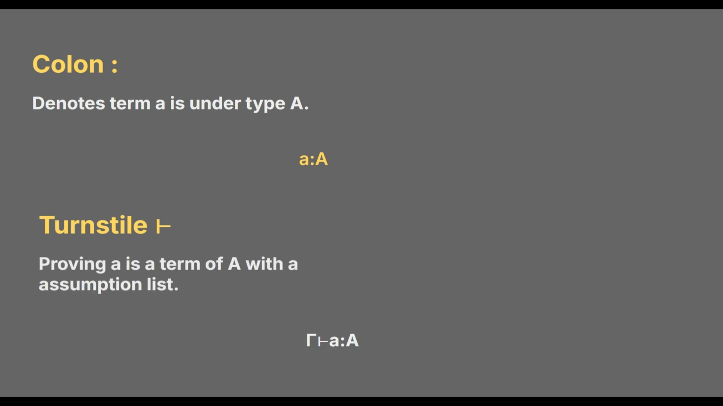Colon denotes a term is of type A. Turnstile denotes that A can be determined as a type A because of a list of assumptions about A. Join joins two tables together, often used in SQL.